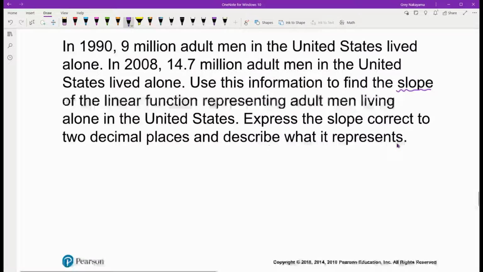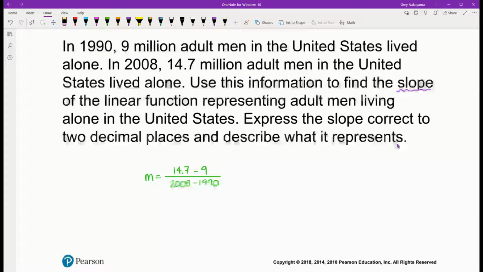So I'm finding the slope, which means that I'm going to find the change in y over the change in x. And when you're dealing with time, it's always your x, and so it's on the bottom, and I would start with that one. So we're going to have 2008 minus 1990. And what goes with 2008 is 14.7, minus 9, which goes with 1990.